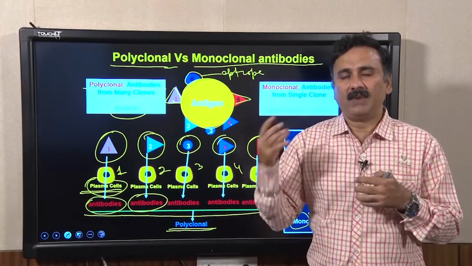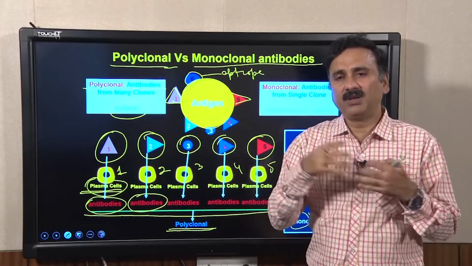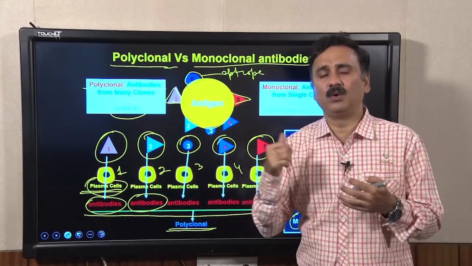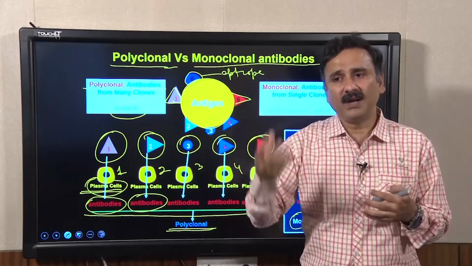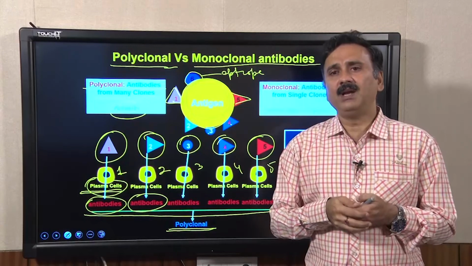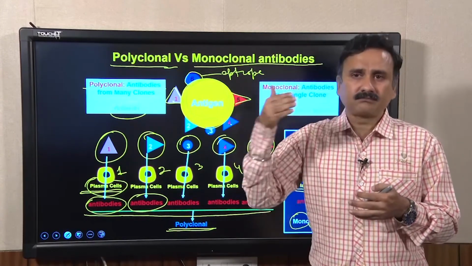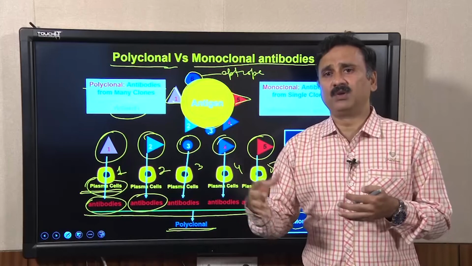Irrespective of the conditions, the purpose of producing a polyclonal antibody is to increase the multiple antibodies possible for a single antigen, so that you will be able to recognize these antigens and create a robust immune response.